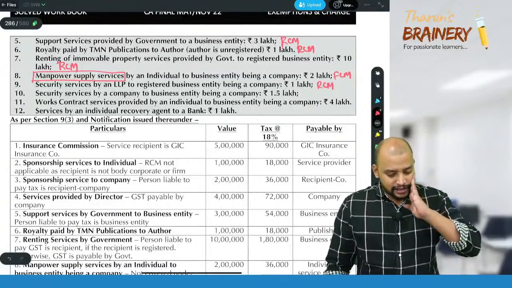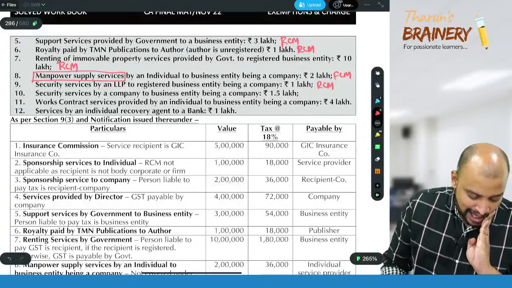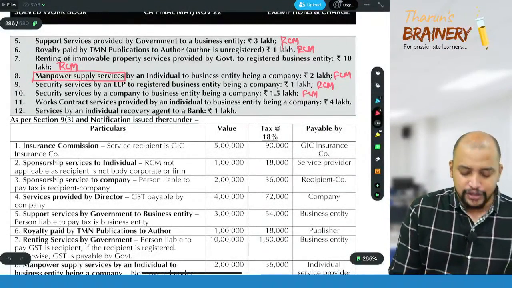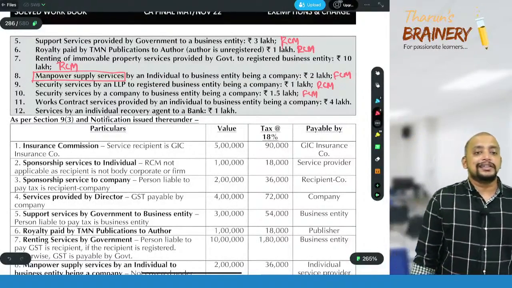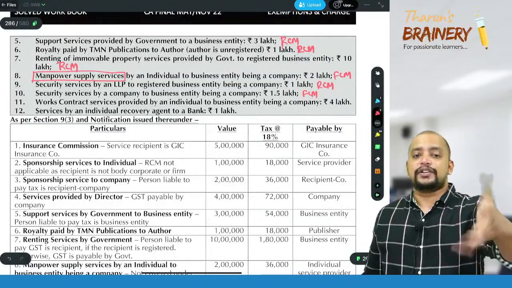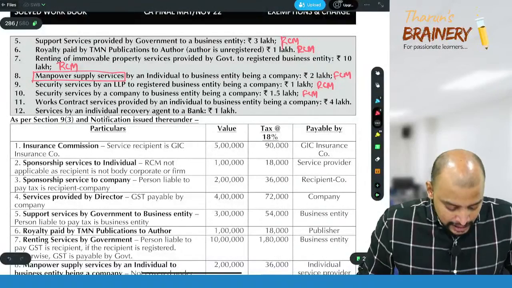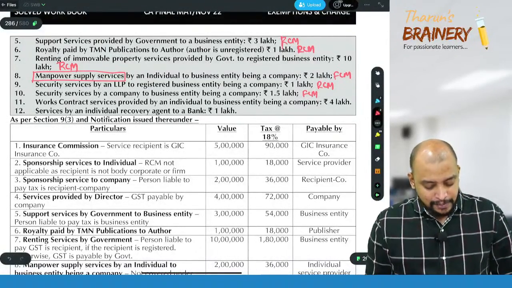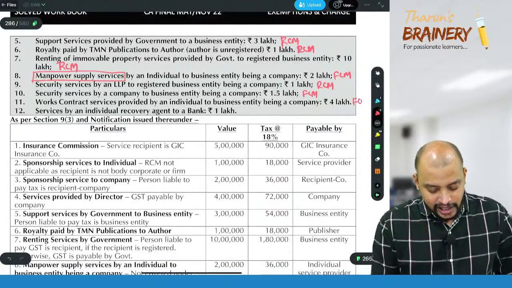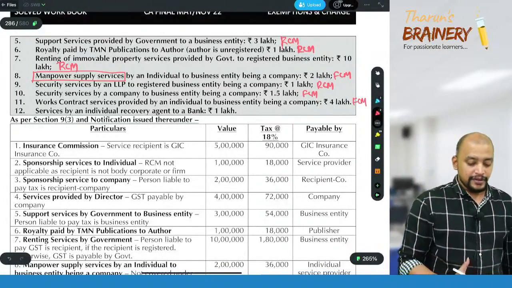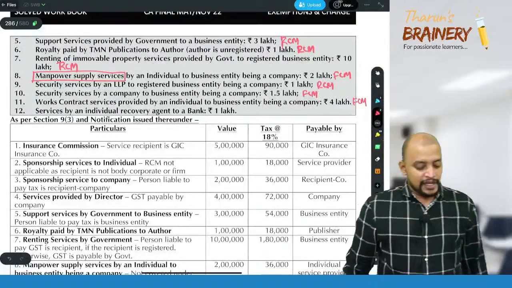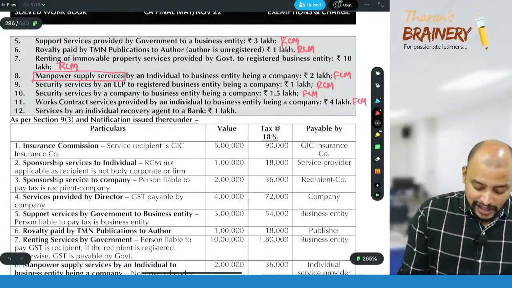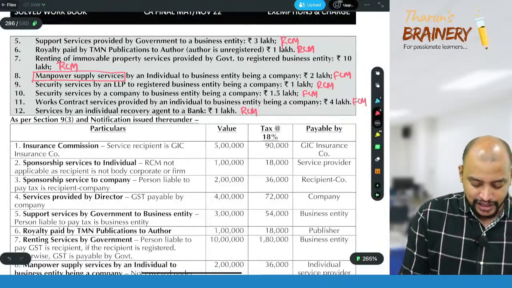Security services by a company to a business entity being a company, FCM. Because the supplier should be other than body corporate, but in this case the supplier is a body corporate, so RCM will not come. Then works contract service provided by an individual to a business entity being a company. We don't have works contract under RCM, so it is FCM. Service by an individual recovery agent to a bank: RCM, recovery agent to bank or financial institution is covered under RCM.